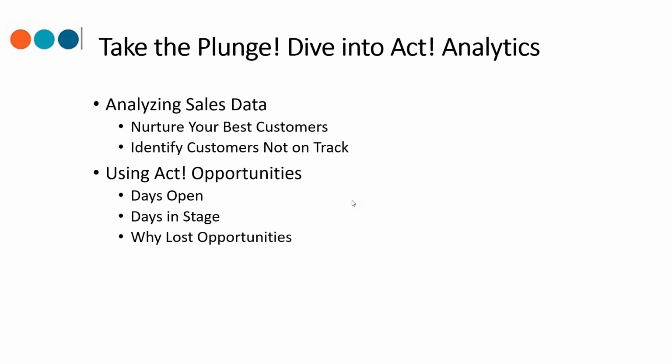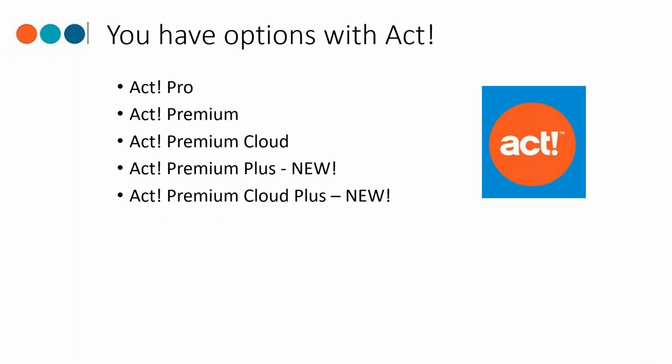Another area within ACT that I think is very important to be aware of is you can also take a look at those lost opportunities, and Joyce is going to show you how. It's really important to know, why are you losing sales? Is it something based on price? Is it something about your product? Again, ACT gives you those analytics within the program to allow you to see that and make some adjustments in your sales process.